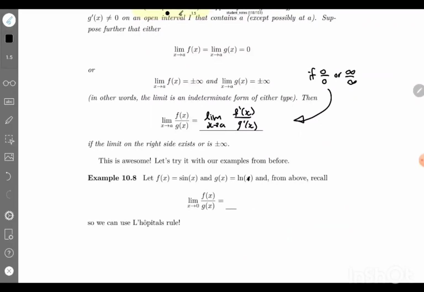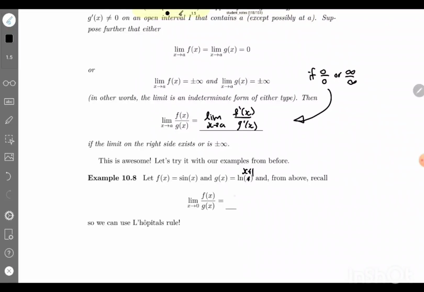So let's look at how this works. I'm going to fix this again. This should be x plus 1. And let's see how this kind of works, right? So we saw earlier that the limit as x goes to 0 of sine of x divided by natural log of x plus 1 gives us 0 divided by 0, which means we can use L'Hopital's rule.